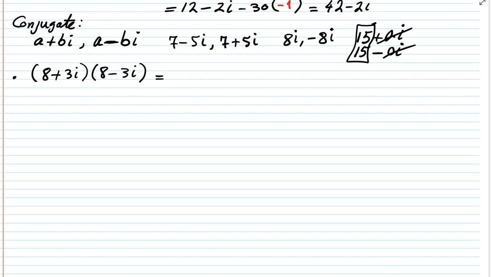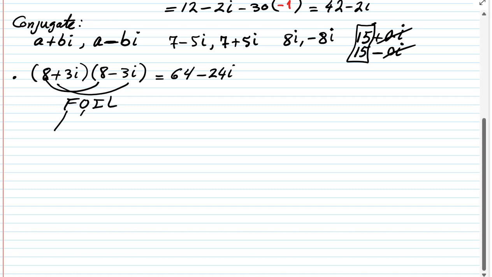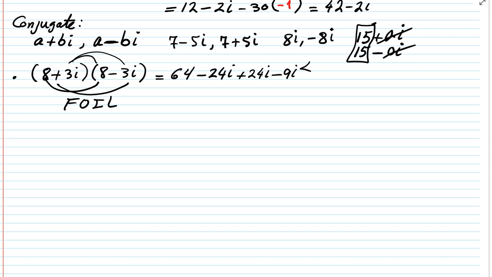Now let's do FOIL. 8 by 8, 64. 8 by 3 would be negative 24i. I just did my first distribution. The F and the O, I'm doing the FOIL method, right? First, outer, inner, last. That's what we're doing. The inside terms and last terms. So that's going to give me plus 24i and negative 9i squared.